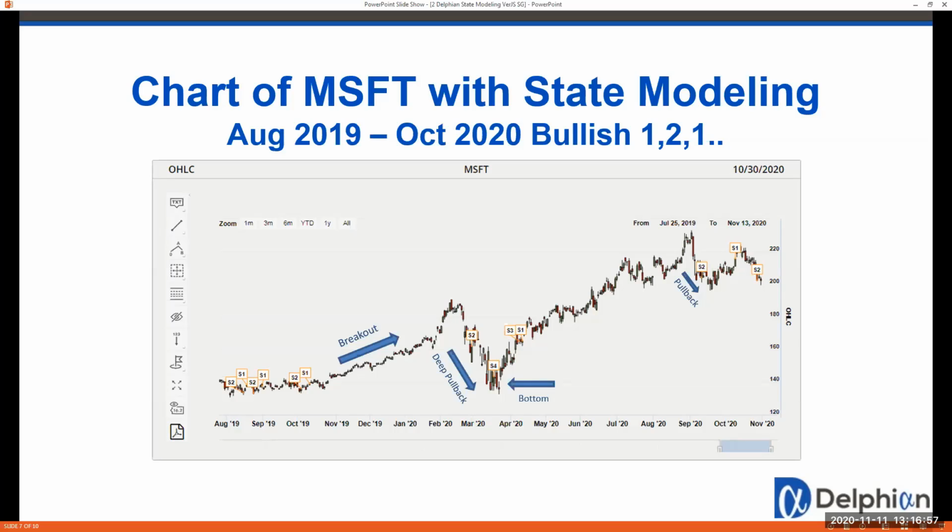So you do get a lot of choppy action, sometimes like all the way to the far left, but when those breakouts happen, state modeling typically doesn't miss those big breakouts for you.